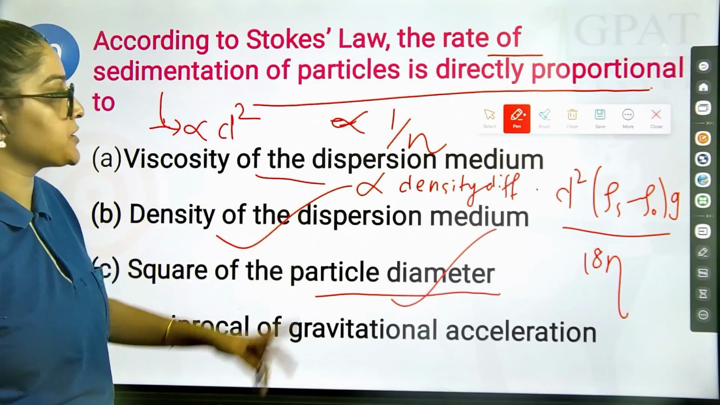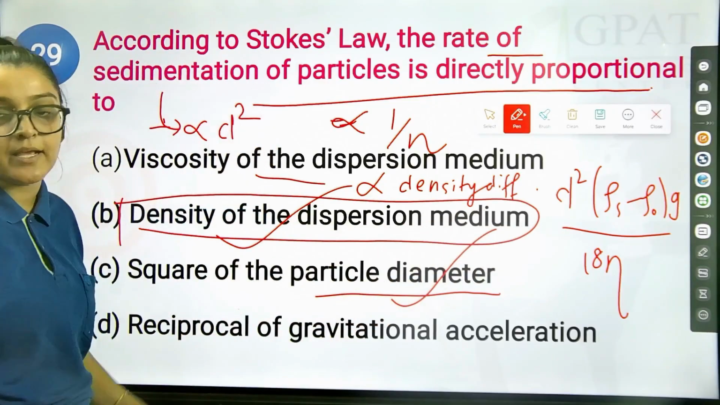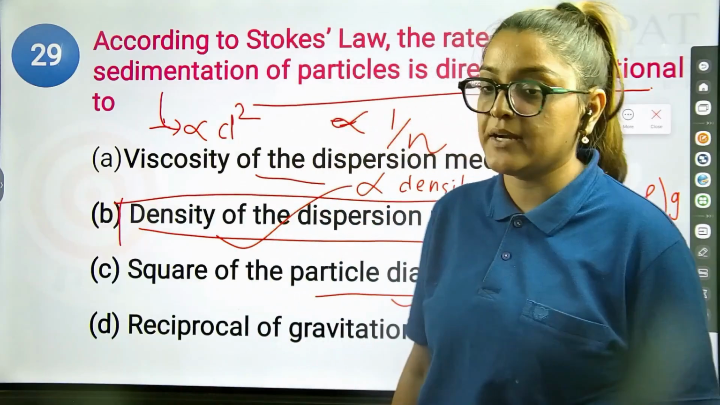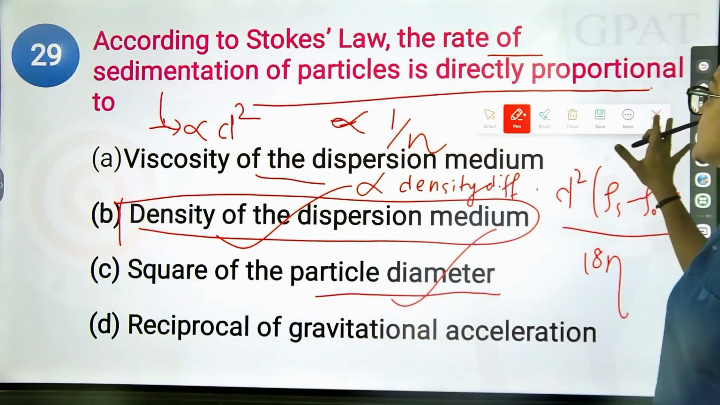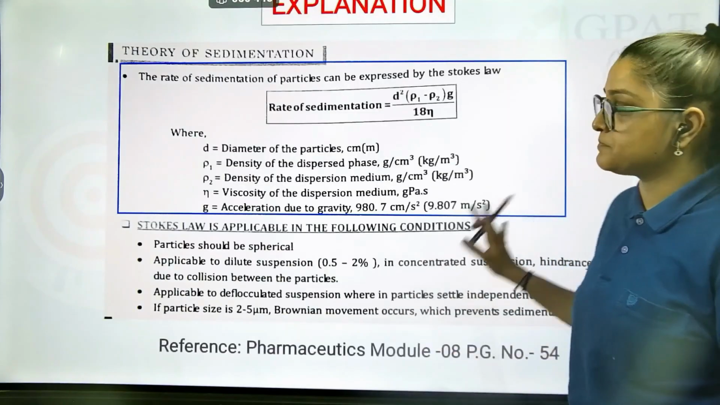Density of the dispersion medium. Here if they had mentioned the difference in the density, that could be considered, but here they have said only the dispersion medium. So the correct answer must be option number C, the square of the diameter.